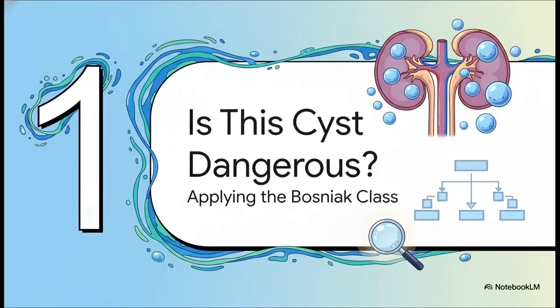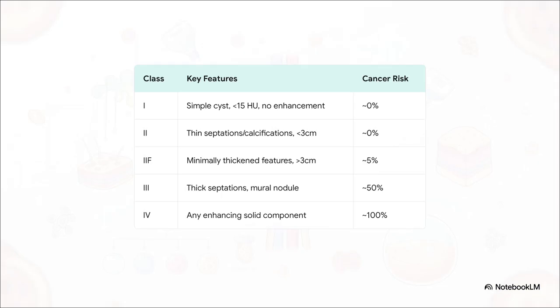Okay, first things first. You see a cyst. Your number one job is to figure out the risk. And the go-to tool, the one you absolutely have to have in your back pocket, is the Bosniak classification system. All right, let's walk through this, because the details really matter. A class I is your classic simple cyst. On a CT, it's basically water density, less than 15 Hounsfield units, and the risk is basically 0. Class 2 might have a tiny hairline-thin wall or a little bit of calcification, but it's still benign.